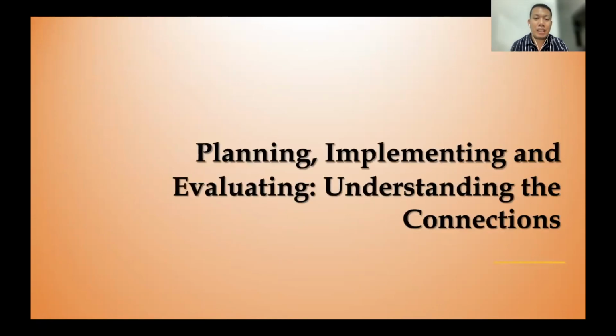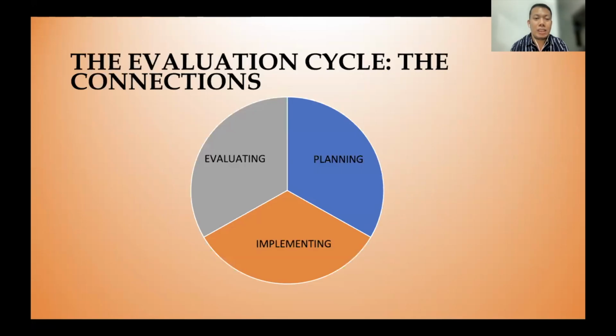So now, let us move on to the last topic, which is planning, implementing, evaluating, understanding the connections. So this is the PIE connection. PIE because P is for planning, I for implementing, and E for evaluating. So that's why the term that we can use is PIE connection. So what's the sense of this?